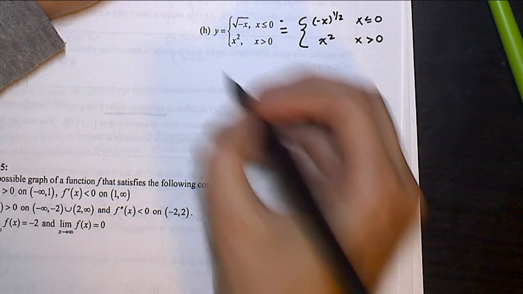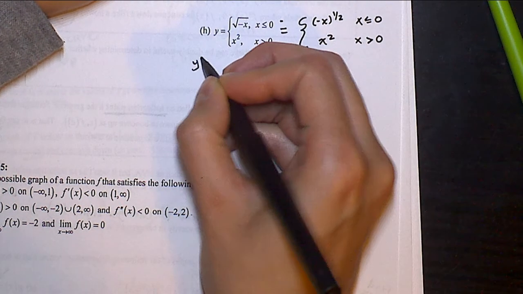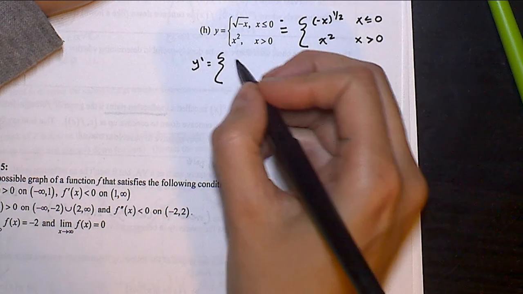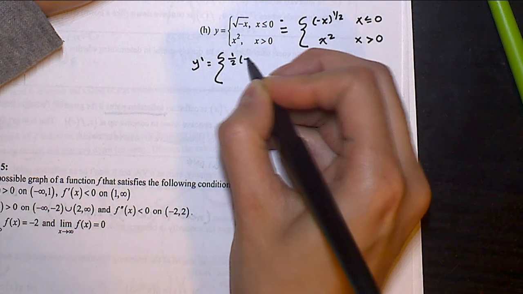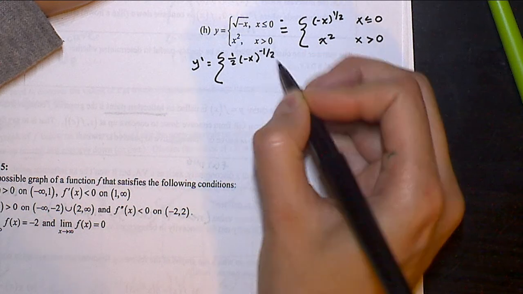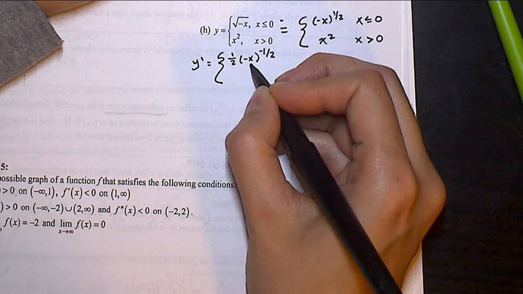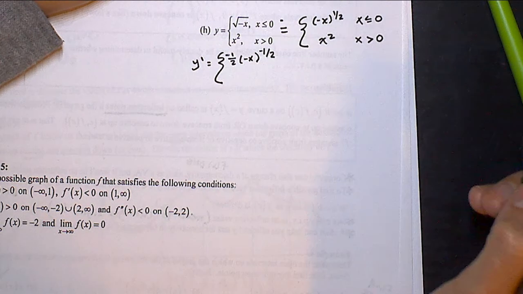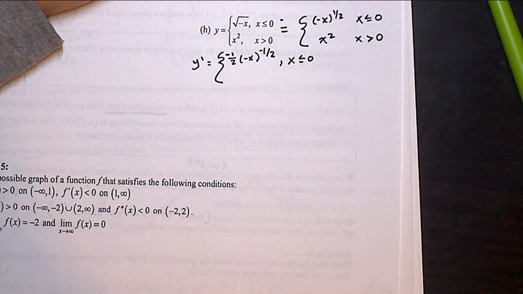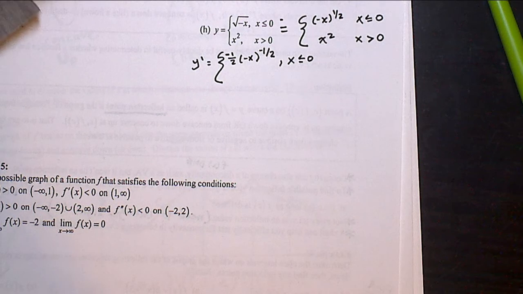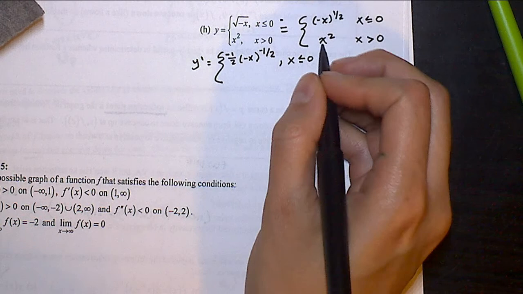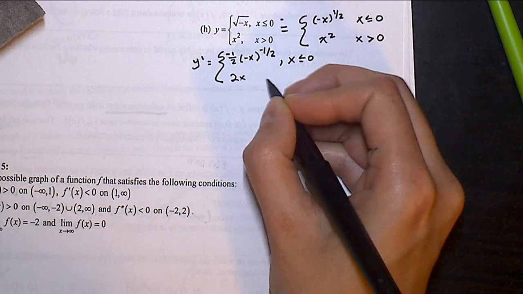So let's just find y prime. Y prime, just take the derivative of both of these. That will be 1/2 negative x to the negative 1/2 times negative 1. Don't forget the chain rule, so I'll just add a negative sign right there, for x less than or equal to 0. And then the derivative of x squared is 2x for x greater than 0.